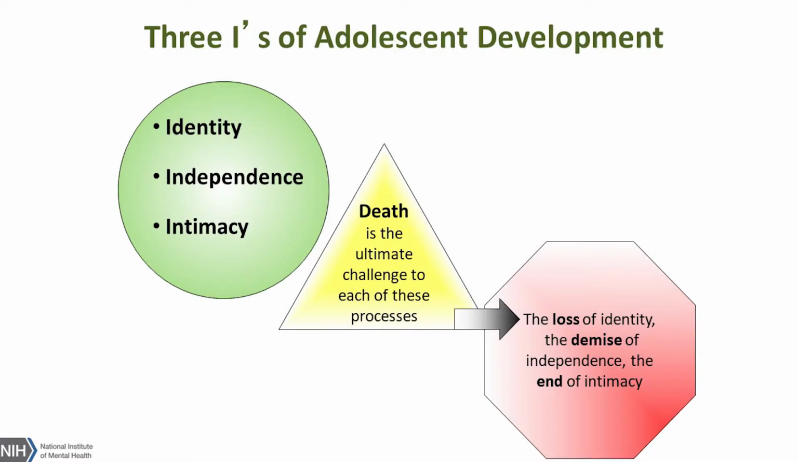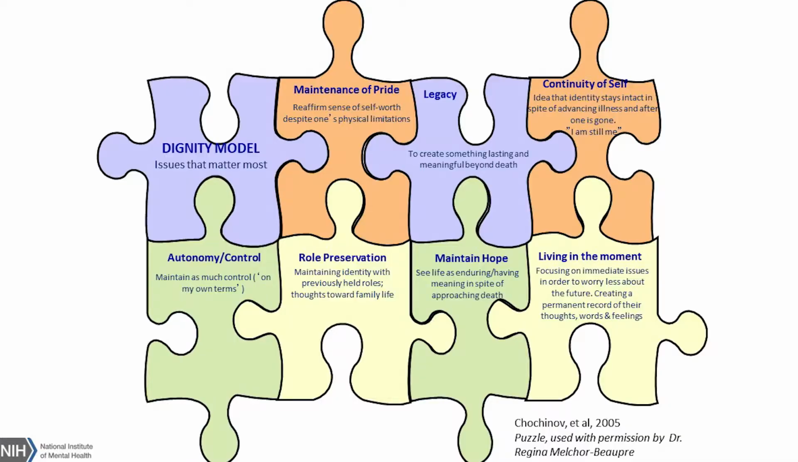Death is the ultimate challenge to all these processes because it's their loss of identity, so they haven't even formed their identity and they're losing it. So they're very concerned with that, and that's where the title of the talk comes from, Will You Remember Me? Because I haven't done anything to be remembered by yet, was what we were hearing from the kids. And of course the demise of independence, which is really frustrating to them, and the end of any intimacy they might be just starting.